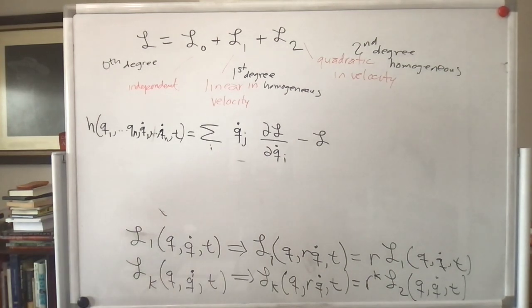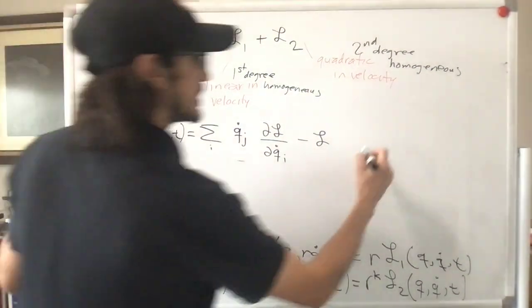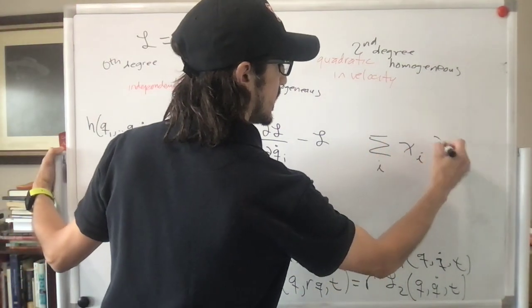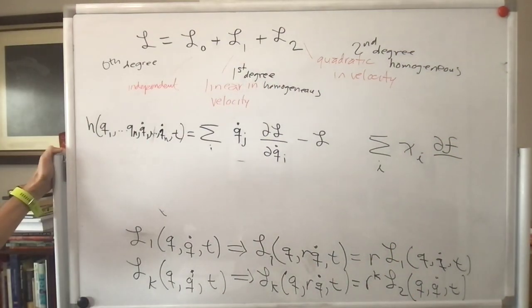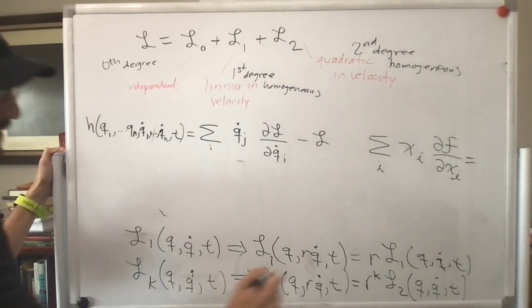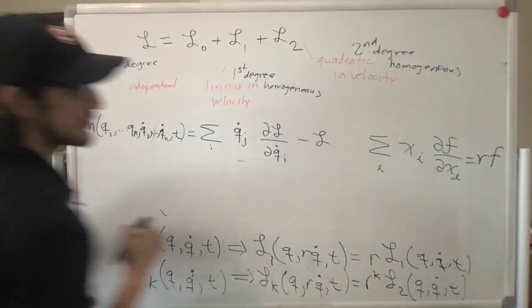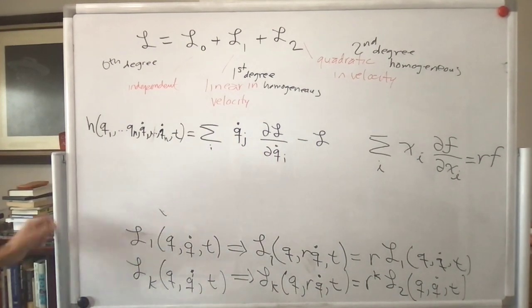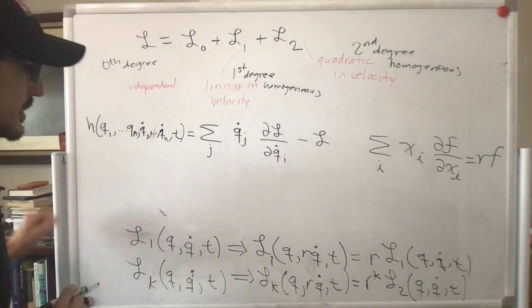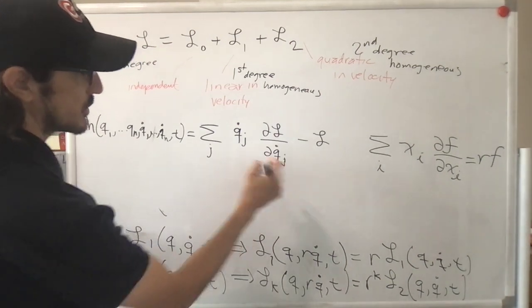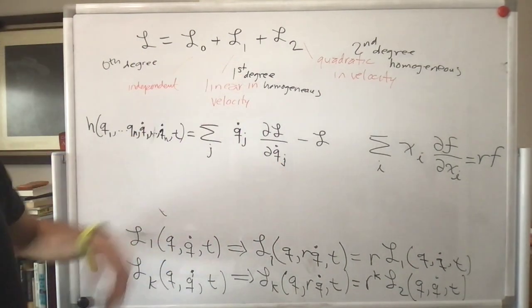because it is homogeneous, you can use Euler's homogeneous function theorem, which says that the sum over i of xi times the partial derivative of f with respect to xi equals rf. So this is what we have over here. Because it is homogeneous in qj dot, and we don't have qj over here, that's why we're not looking at qj.